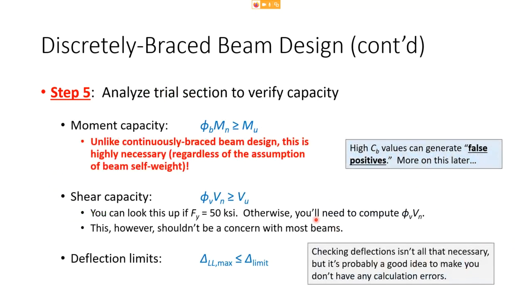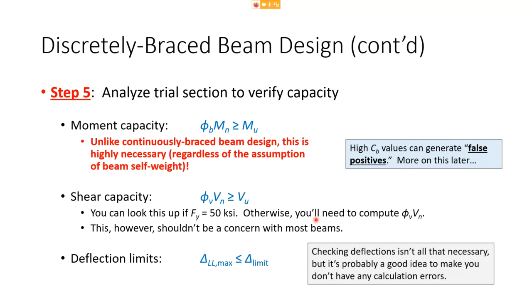Now, unlike with continuously braced beam design, where if your beam was lighter than what you assumed, you really didn't need to do this, with discretely braced beam design, you must reanalyze your beam. I cannot stress this enough. You have to recheck the beam and compute phi Mn and compare that to Mu. The reason why is because if your CB value is high, and we're not going to deal with this today, but we'll deal with it on Wednesday, if your CB is high, it can generate false positives. And I don't want to get into what that means until Wednesday, because I want to keep the lecture as light as possible.